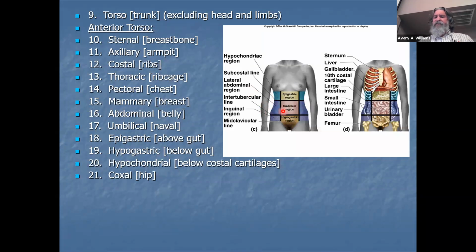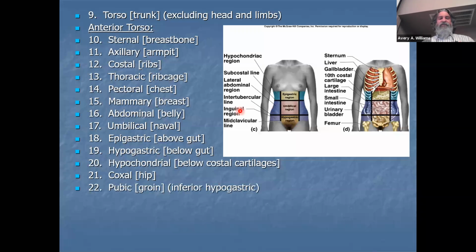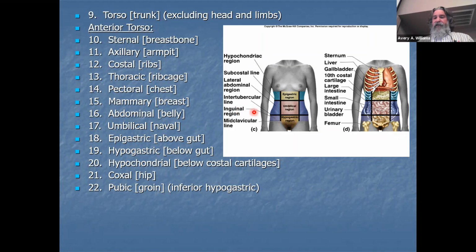These are costal regions, basically where your love handles are. Now the pubic region means of the pubis. The pubis is singular, it's a bone. We have 2 pubis bones that articulate right here in the center.